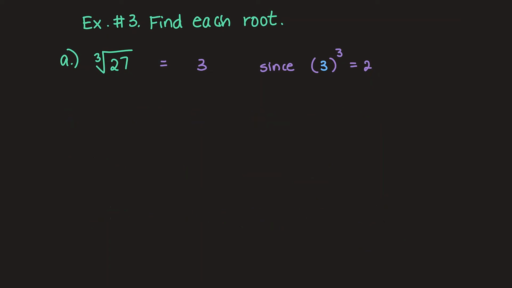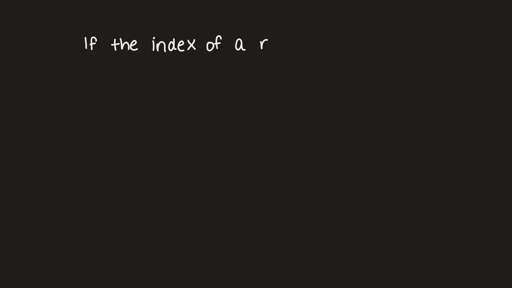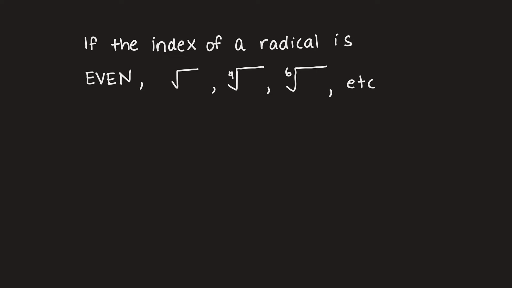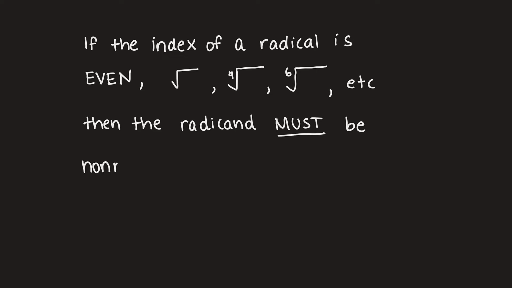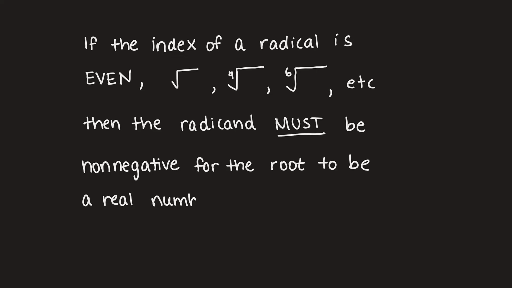So, as a useful guideline, if the index of a radical is even, as it is in the following, then the radicand must be non-negative for the root to be a real number. So the fourth root of 81 equals 3, but the fourth root of negative 81 is not a real number. And the same thing with the sixth root of 1 equals 1, but the sixth root of negative 1 is not a real number.